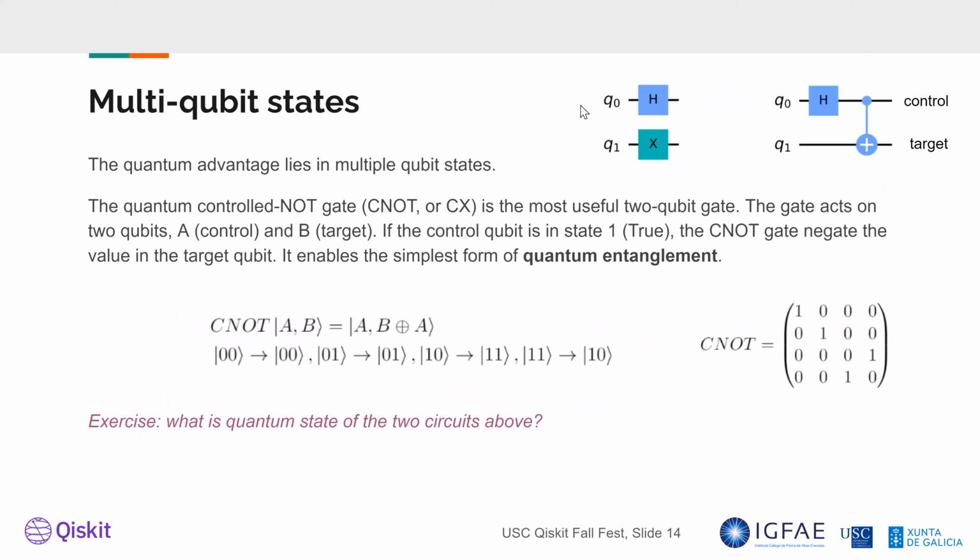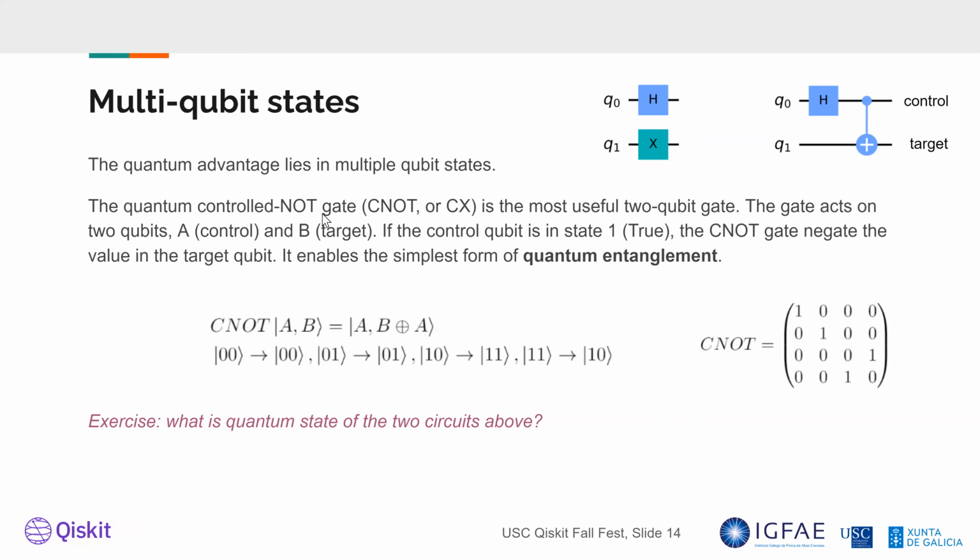And we have looked at single qubit states. The next thing will be to look at multi-qubit states. So like you have these two circuits here. And the quantum advantage lies in multi-qubit states because, as I mentioned at the beginning, the advantage lies in many-body systems. I guess okay, I'll introduce this first.